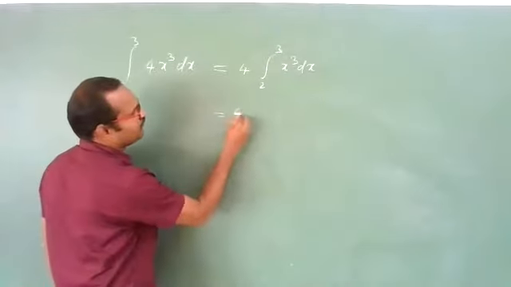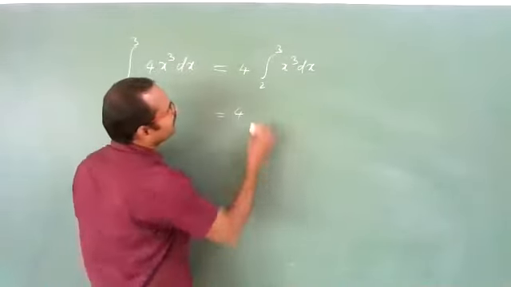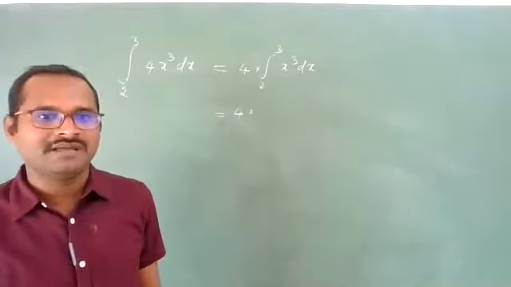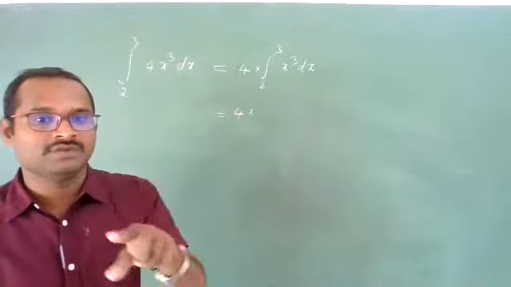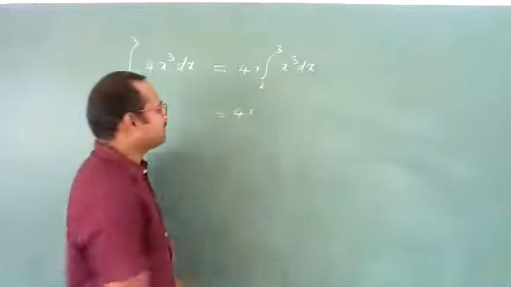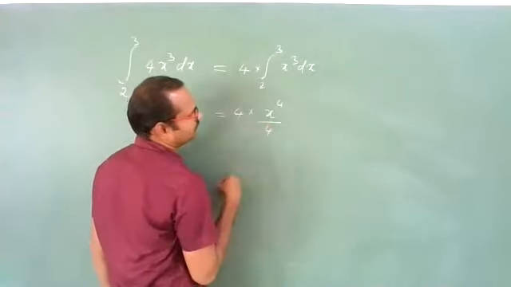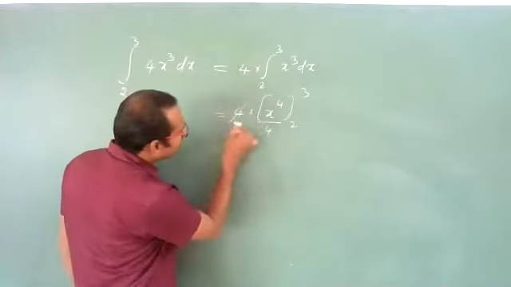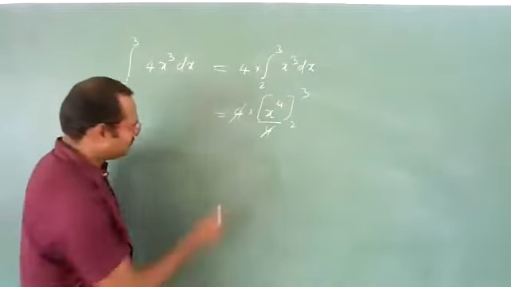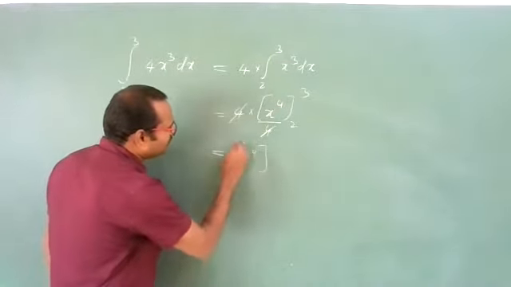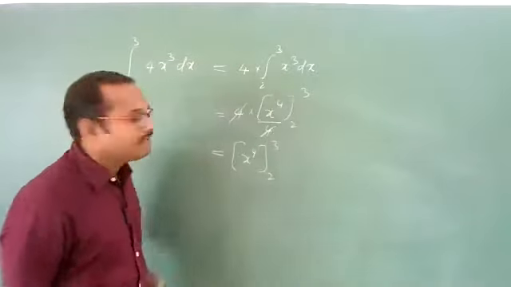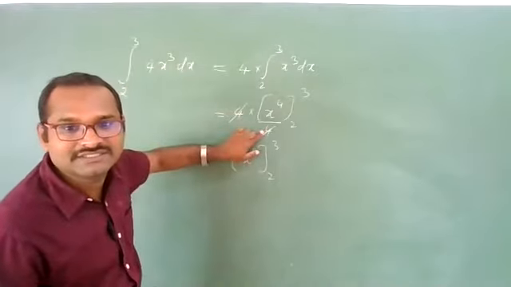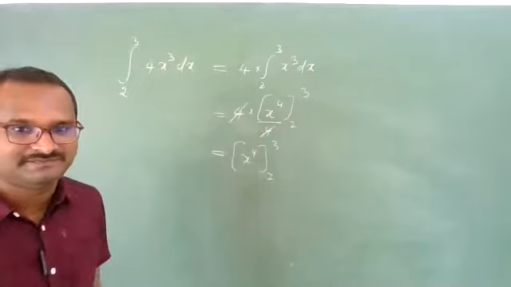So you will get 4 into x cube dx. Formula: integration of x power n dx is x power n plus 1 by n plus 1. X power 3 plus 1 by 3 plus 1, that is x power 4 by 4, with limits from 2 to 3. Now this 4 cancels out. Now you are having x to the power of 4 from 2 to 3. If that 4 is not there, then this will not get cancelled. 65 is the right answer. Good, Bhumika.